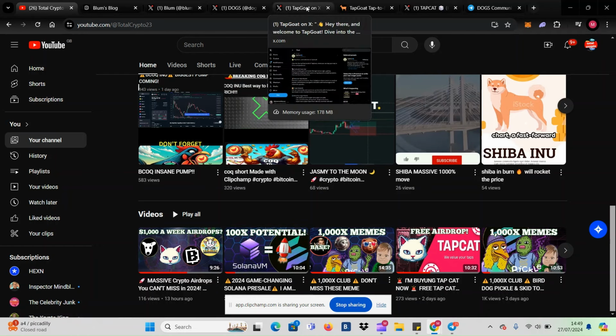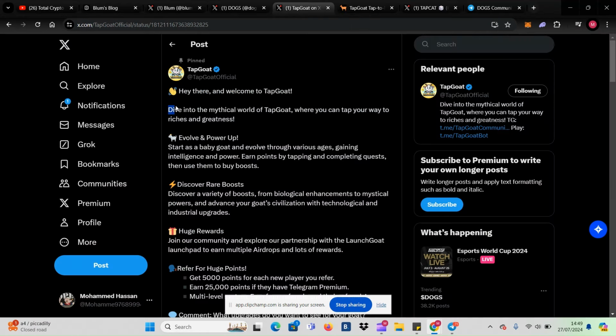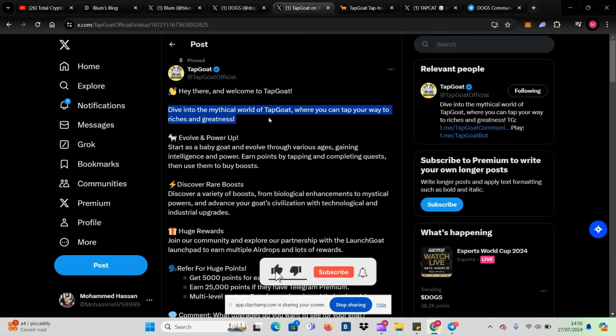Social media platforms, starting with Twitter. So here's the latest post coming out from Tapgoat. Guys, this is extremely interesting because if we take a look at the post, it says here, dive into the mythical world of Tapgoat, where you can tap your way to riches and greatness.